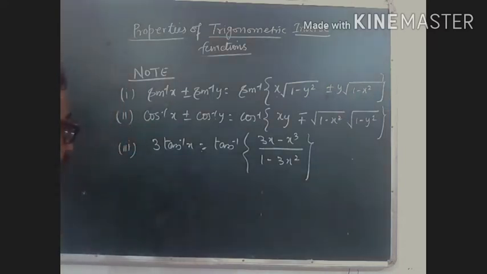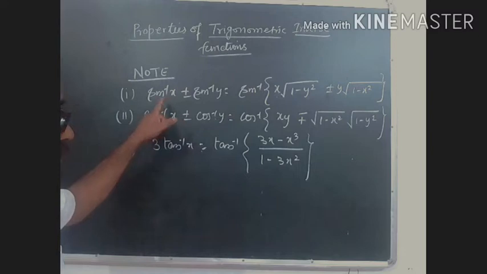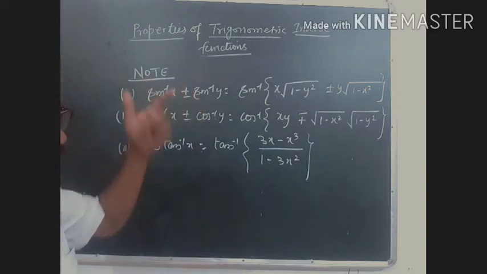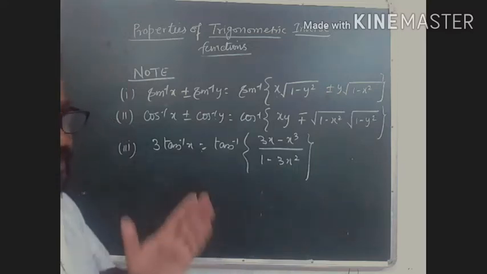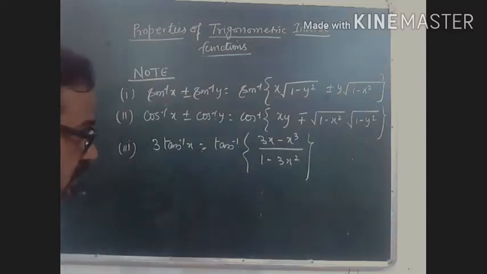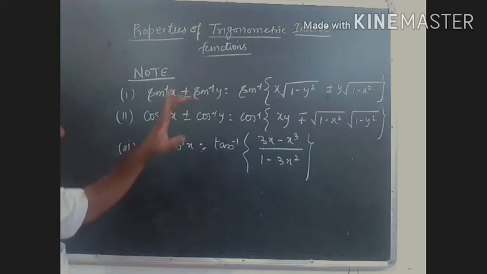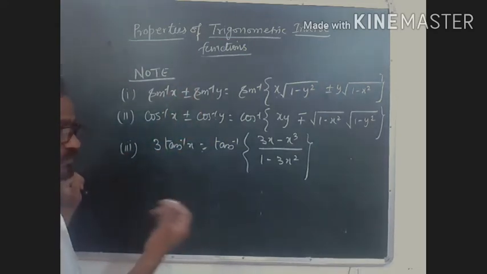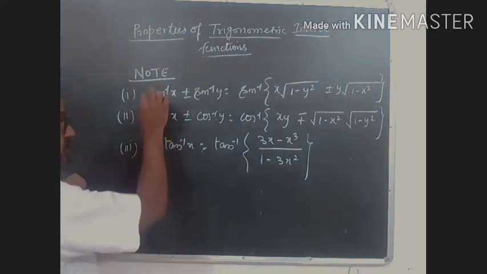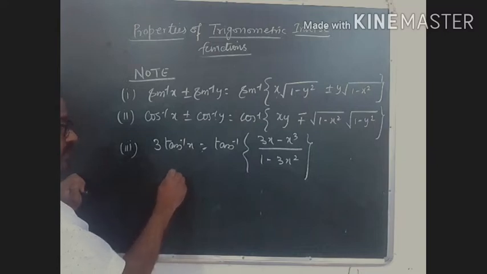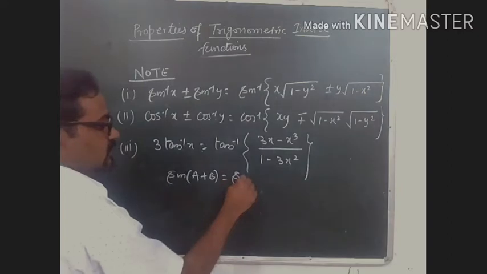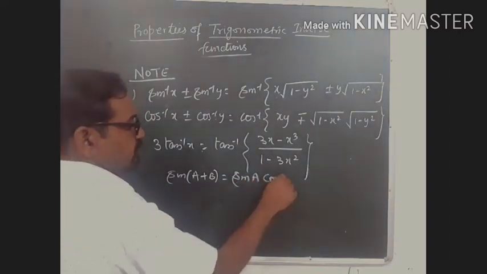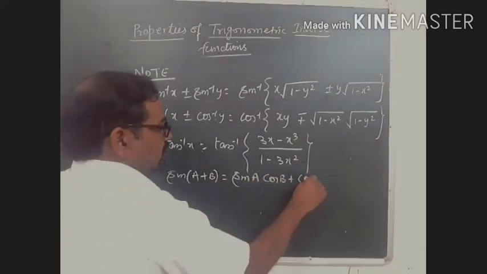In these three identities, how do we prove them? Similarly, we proved tan inverse x plus tan inverse y using the tan(a + b) identity. So how will we prove sin inverse x plus sin inverse y? For the first part, we know that sin(a + b) equals sin a cos b plus cos a sin b.